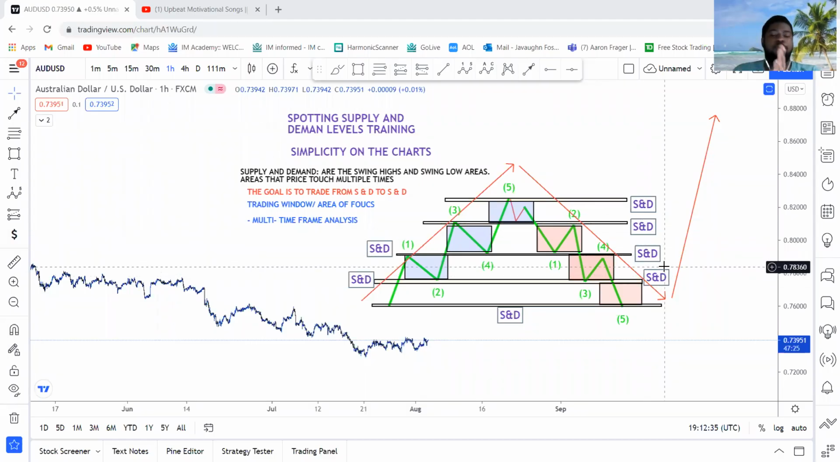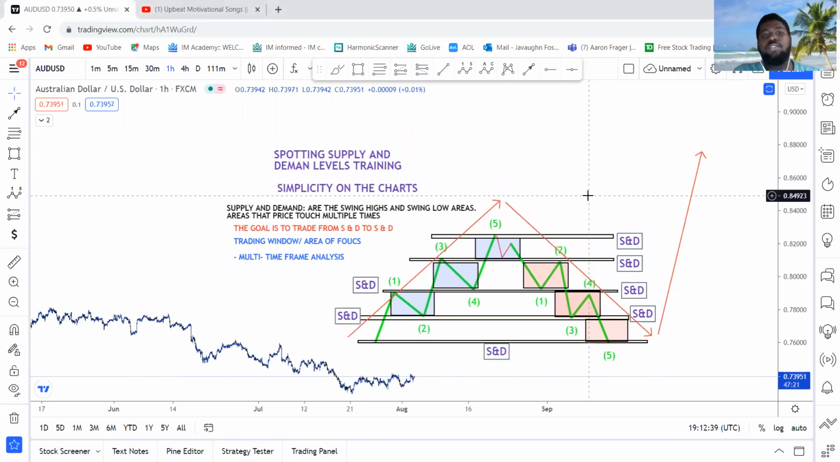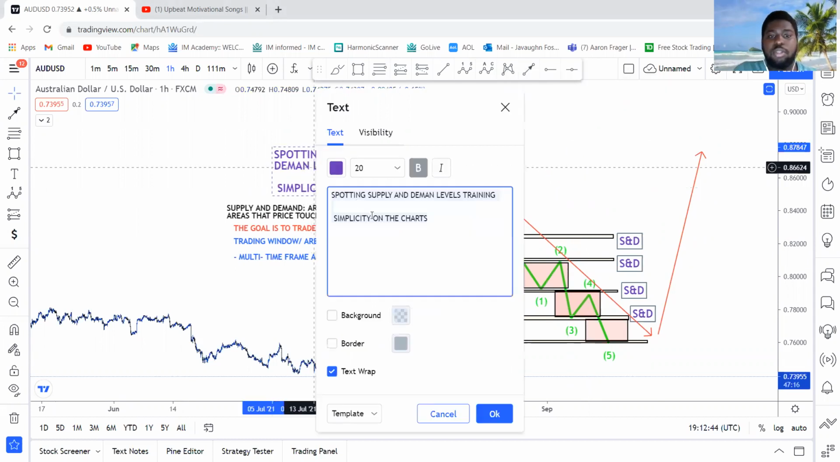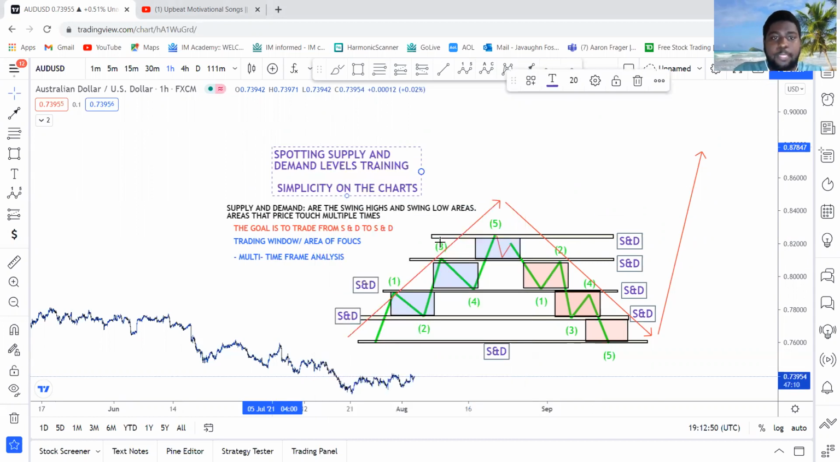All right, let's get to it. All right, so today's training, guys, is spotting supply and demand levels. And I misspelled that. So, spotting supply and demand levels, right?